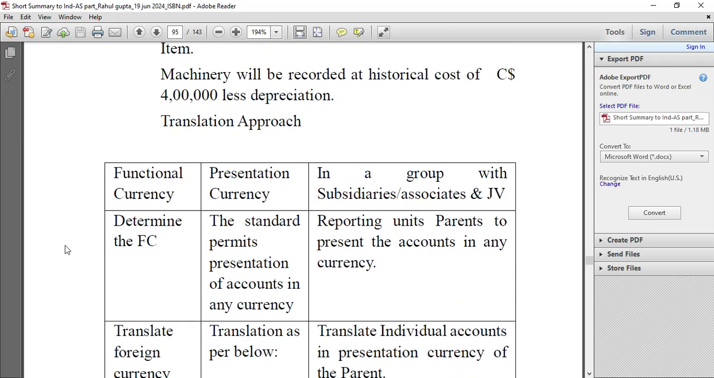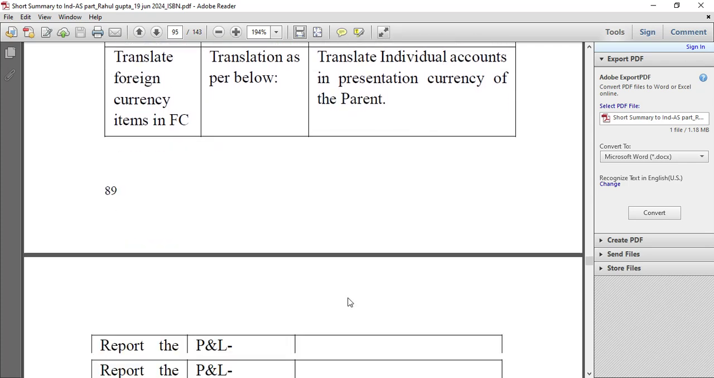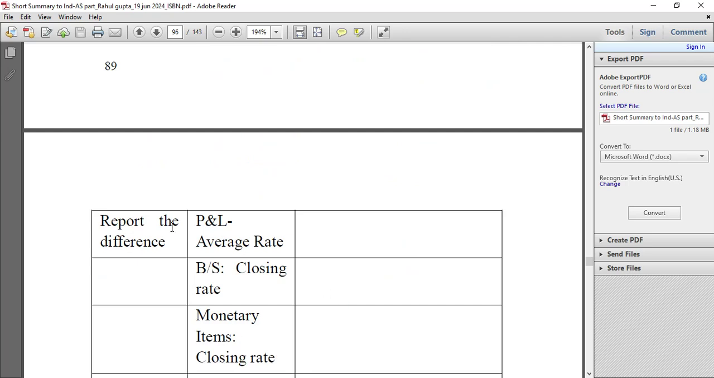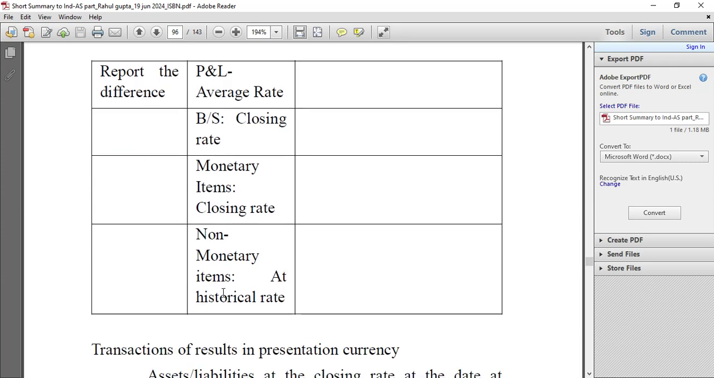Translation approach. Functional currency: determine the functional currency. Presentation currency: the standard permits presentation of accounts in any currency. In a group with subsidiaries, associates and JVs, the reporting parent may present the accounts in any currency. Translate foreign currency items into the functional currency. Translation is as below: translate individual accounts into the presentation currency of the parent. Report the difference. P&L at average rate, balance sheet at closing rate, monetary items at closing rate, non-monetary items at historical rate.